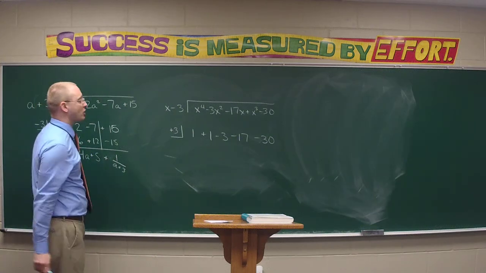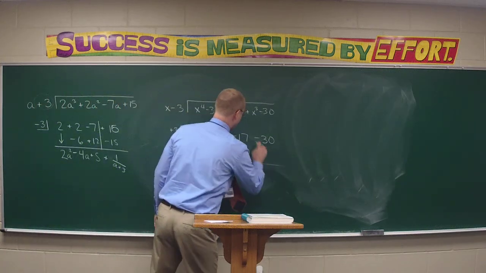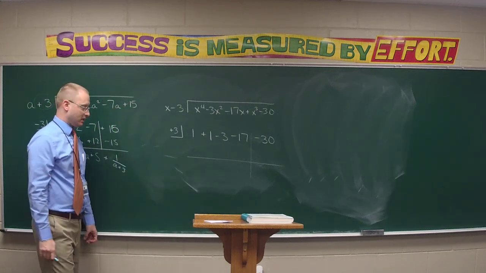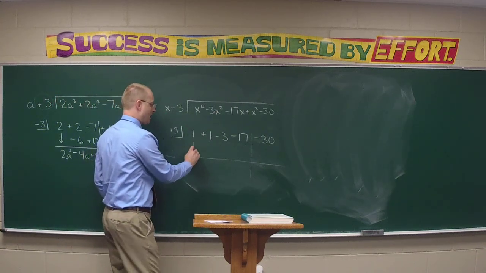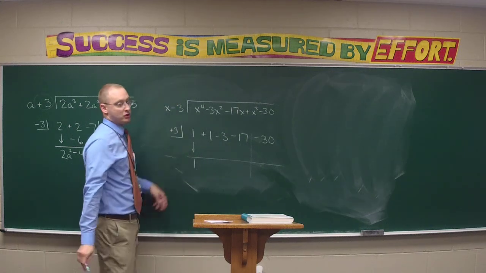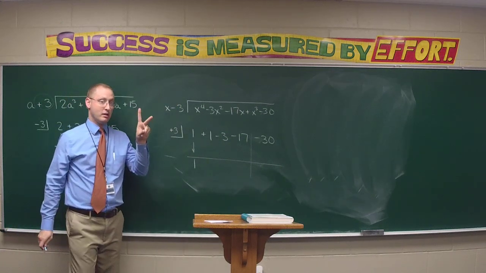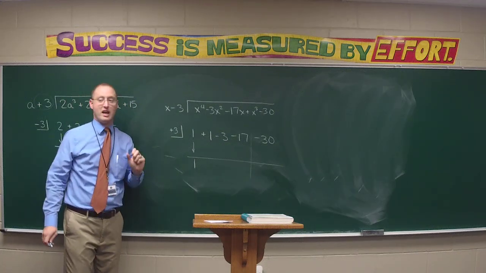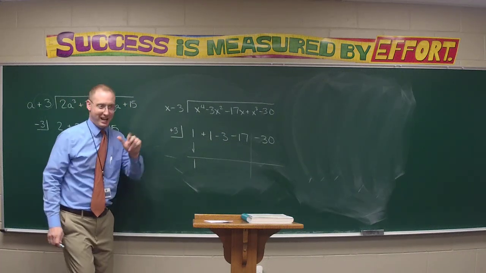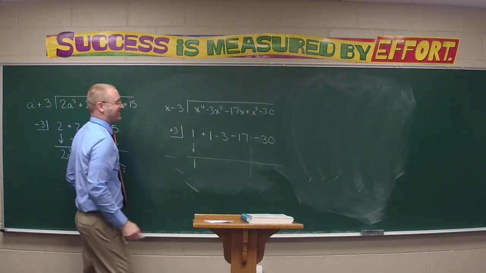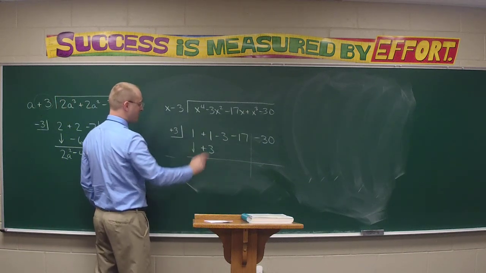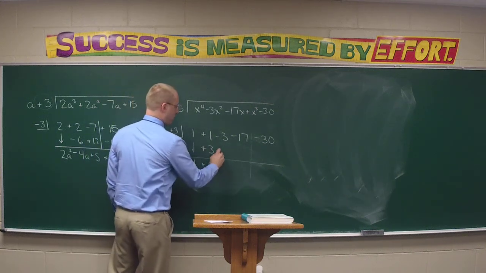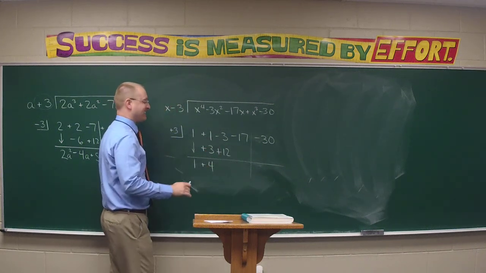All right, and I'm going to draw a couple lines here. Line there, line there. How do I start the ball rolling here, Brandon? Bring down the 1. Bring down the first term, so that 1. And then 2 steps, class. Multiply, and then add. So we're going to multiply 3 right in here. Then we're going to add to get 4. Then we're going to multiply to get 12. Then we're going to add to get 9.